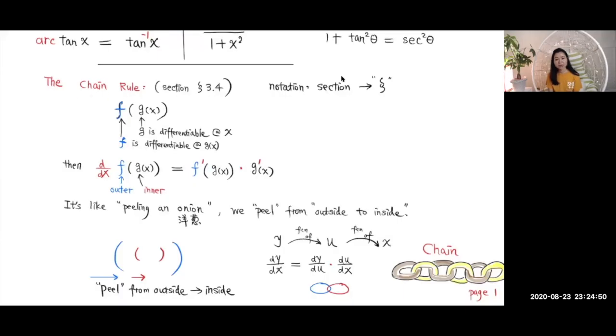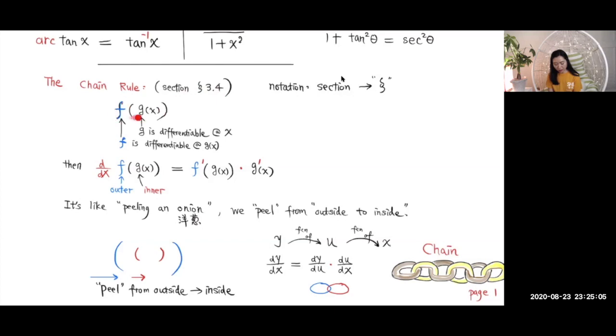Next, I'm going to review the chain rule, product rule, and also quotient rule. So next, we're going to go over the chain rule. The corresponding section for the chain rule is section 3.4, so you probably want to read over your textbook to review that.